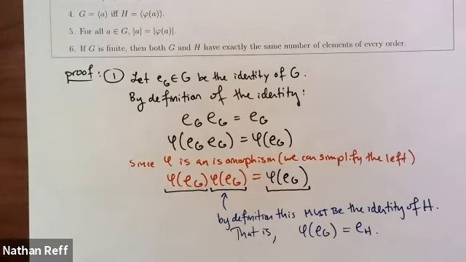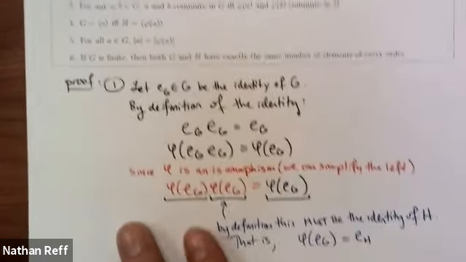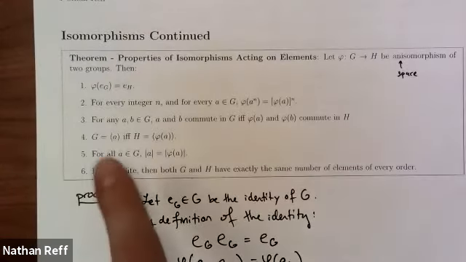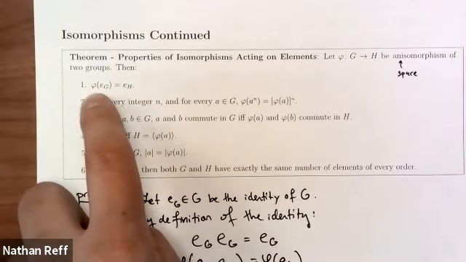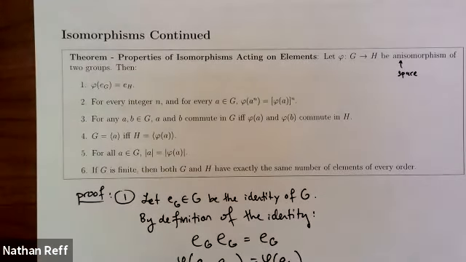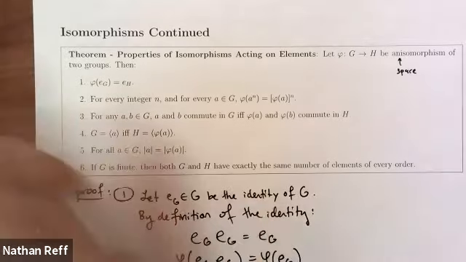Seems kind of useless right now, but if someone claims to you that you have an isomorphism, but the identity gets mapped to a weird non-identity element, it can't possibly happen. It must be that the identity maps to the identity when you have an isomorphism. If it was just an arbitrary function, that doesn't have to happen. But isomorphisms are special.